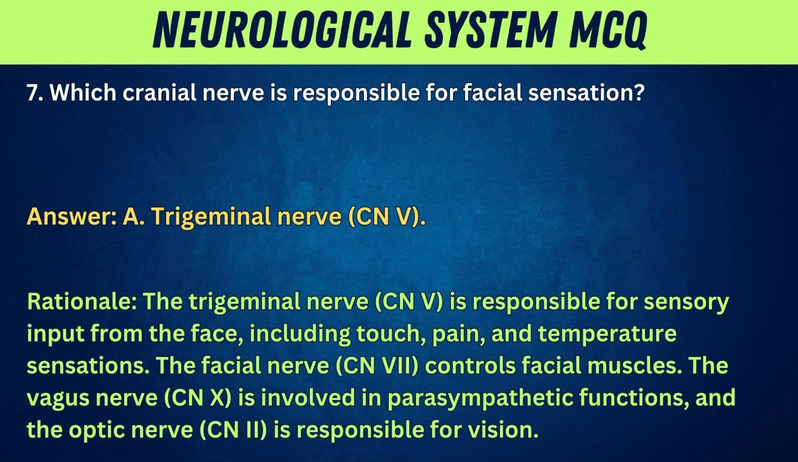The trigeminal nerve, CN V, is responsible for sensory input from the face, including touch, pain, and temperature sensations. The facial nerve, CN VII, controls facial muscles. The vagus nerve, CN X, is involved in parasympathetic functions, and the optic nerve, CN II, is responsible for vision.